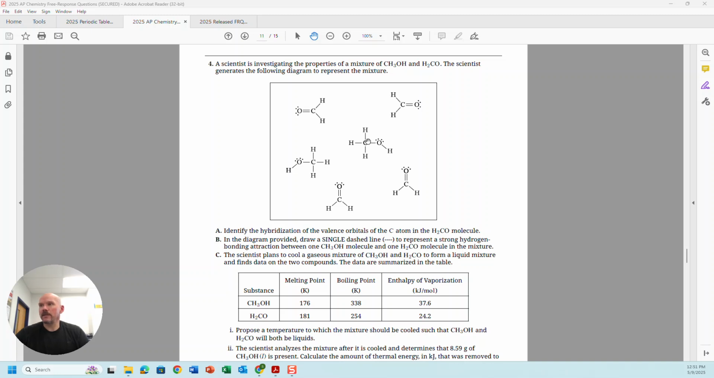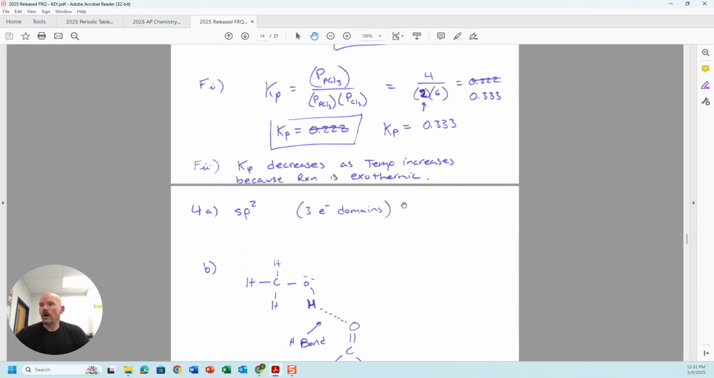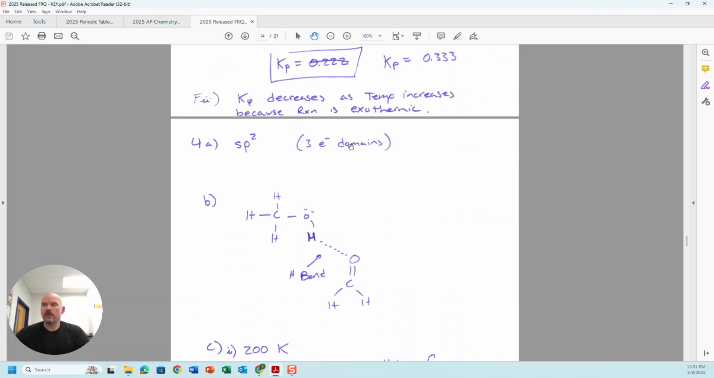Let's do some other ones. If they ask about this carbon, we have 1, 2, 3, 4 domains, so that would be sp3. If they asked about the oxygen, that has 4 domains, so that would be sp3. This oxygen would be sp2 because it has only 3 domains versus 4 domains over here. So part A, we have 3 electron domains around the carbon, so the hybridization is sp2.